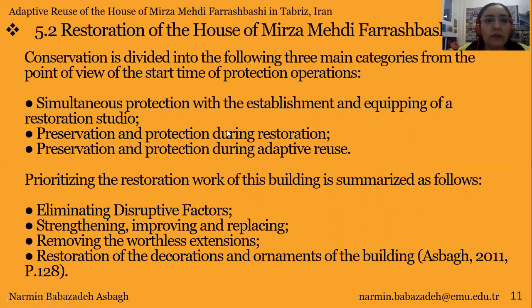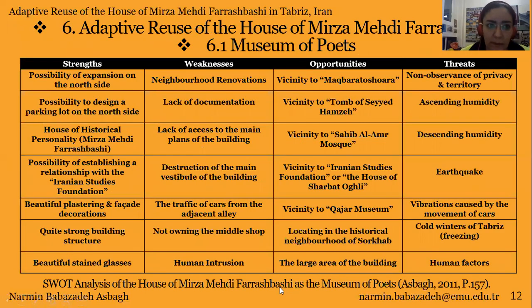About the conservation of a building, which starts at the time of protection, we have three different operations: simultaneous protection with establishment and equipment of a restoration studio, preservation and protection during restoration, and preservation and protection during adaptive reuse. In this building, the most important restoration works are eliminating disruptive factors, strengthening, improving and replacing, removing the worthless extensions, and restoration of the decorations and ornaments of the building.